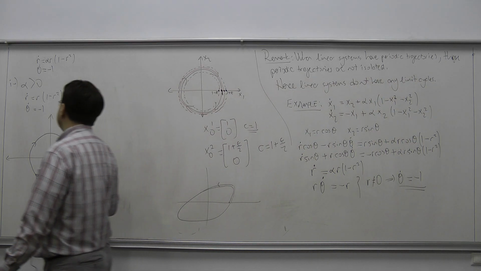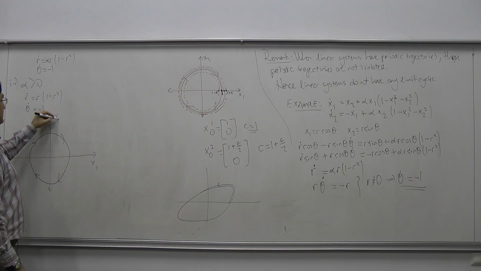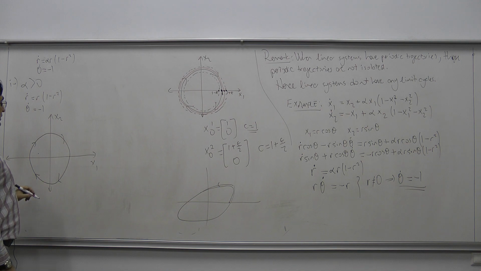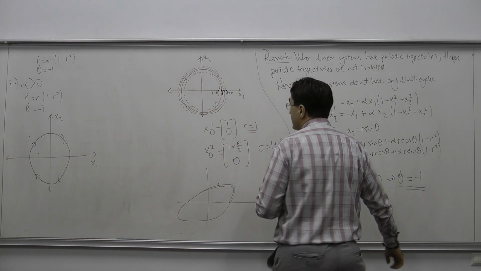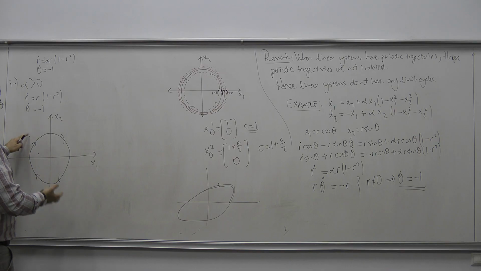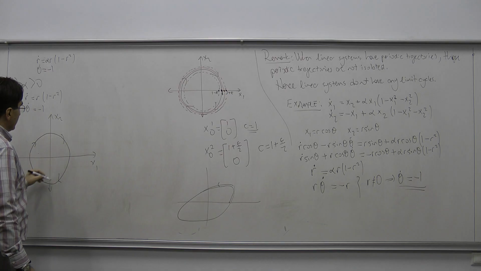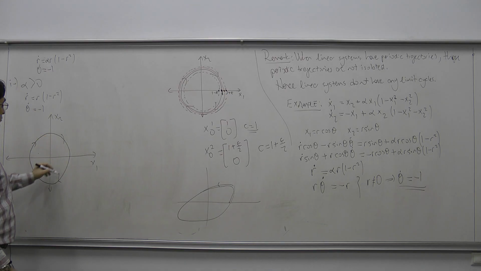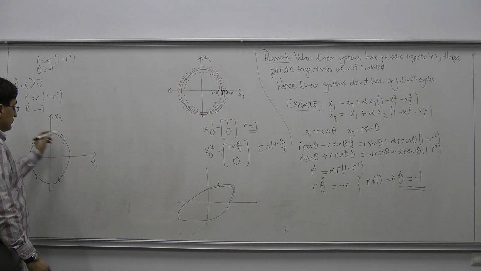Now I can consider what happens when the state is inside this periodic trajectory, and what happens when the state is outside this periodic trajectory. Okay? So the aim here is to check if there exists another periodic trajectory infinitesimally close to this original periodic trajectory, inside this circle or outside this circle.